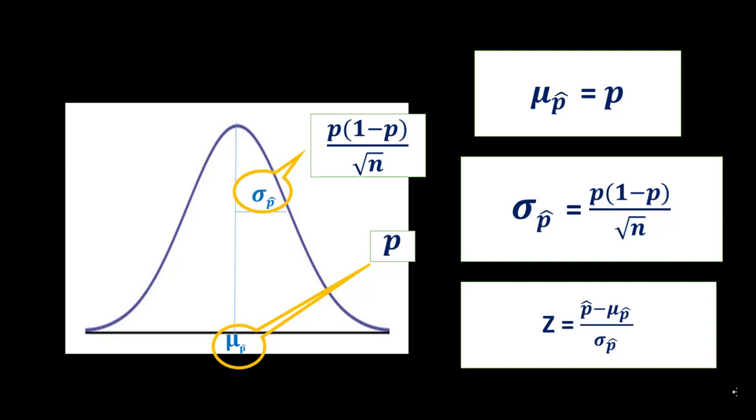Here I have also written the z score for this curve. Since these curves approximate the normal distribution, we can also write the z score for this curve. The z score is p hat minus mu p hat over sigma p hat. This z score would help us in solving real life examples for the sampling distribution of sample proportion.